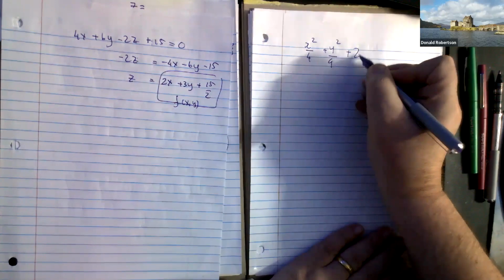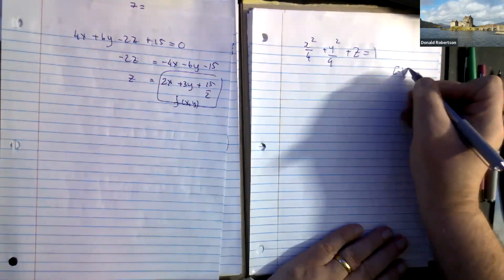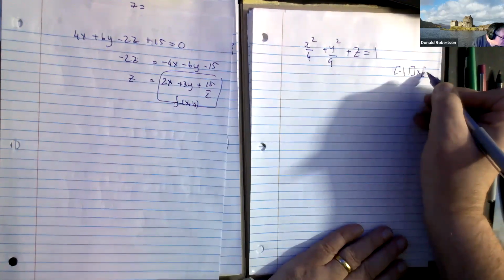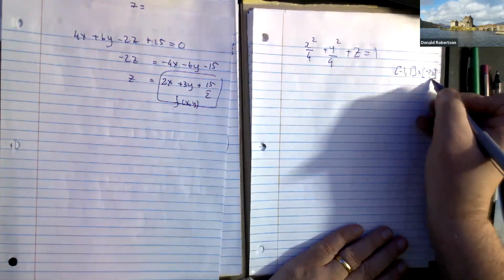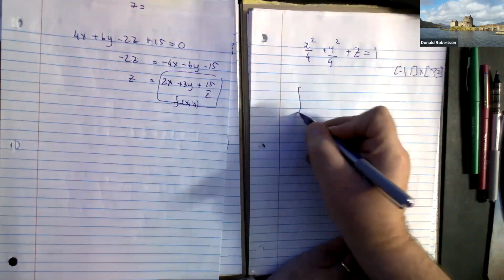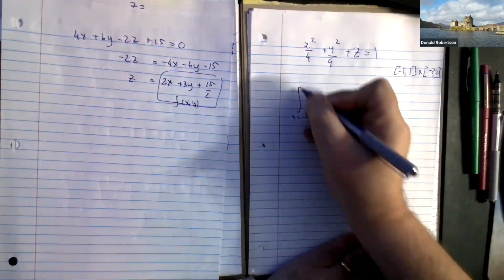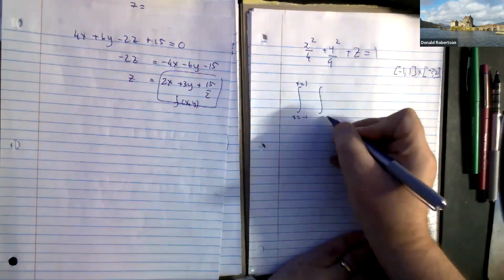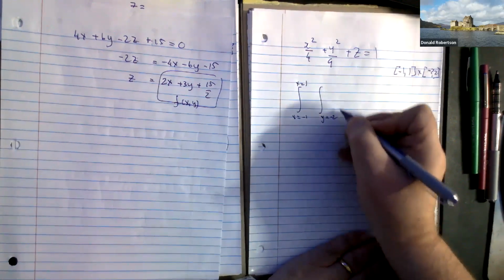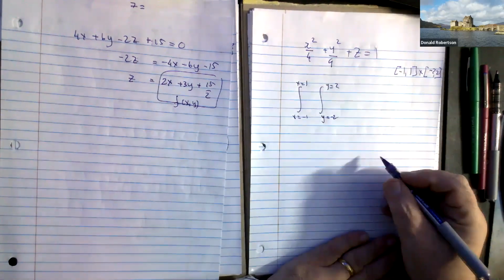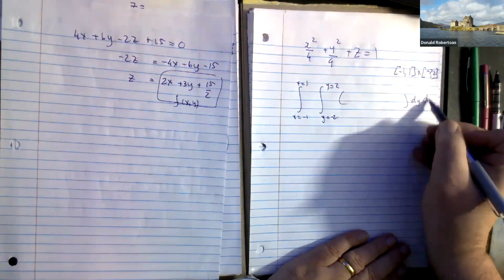The next one is that guy, and it's -1 to 1, and negative 2 to 2. Right. So I'm going to do the integral from negative 1 to 1. Y is going to be negative 2 to 2. Going to have a function here, dy dx.